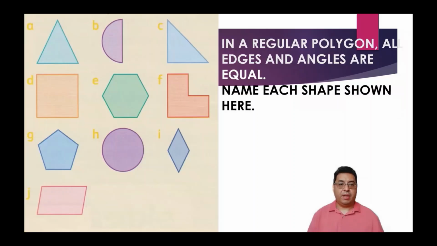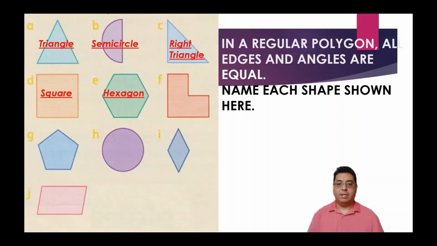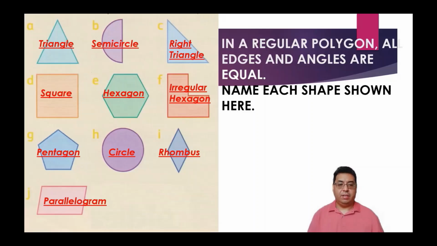The first one, letter A, is a triangle. Letter B is a semicircle. Letter C is a right triangle. Letter D is a square. Letter E, a hexagon. Letter F is what we would call an irregular hexagon. G is a pentagon. H is a circle. I is what in math terms we would call a rhombus. And letter J is called a parallelogram.